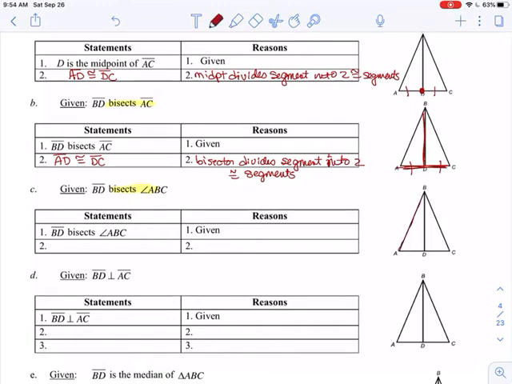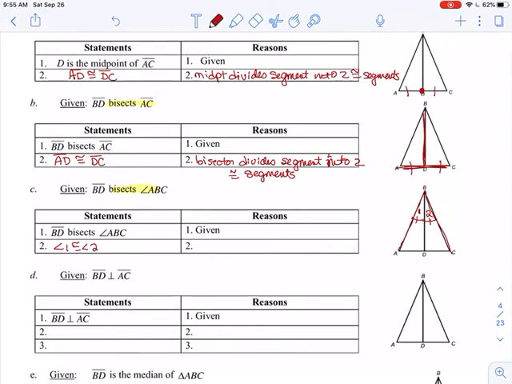Now, in C, same picture, but I'm changing the given up. I'm bisecting angle ABC. So let me trace angle ABC. I'm bisecting it. That means I'm cutting it in half. So I'm going to mark them congruent. First of all, I'm going to put angle 1 and angle 2 on my picture, and then I'm going to say that they are congruent to each other. So angle 1 is congruent to angle 2.